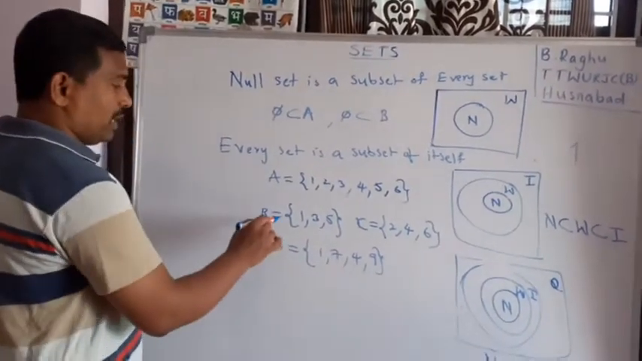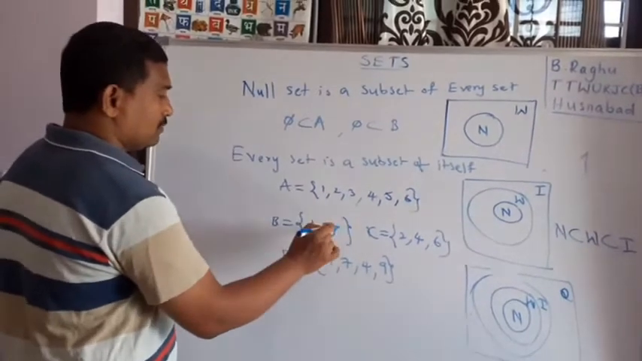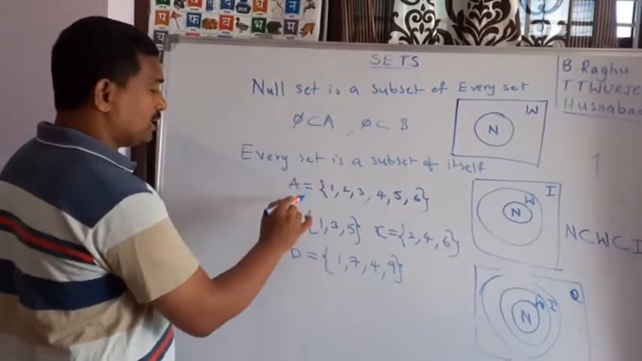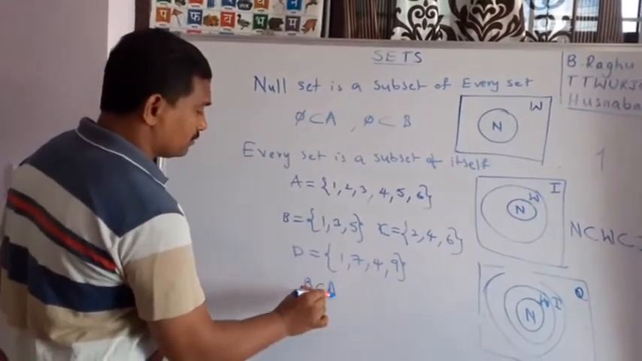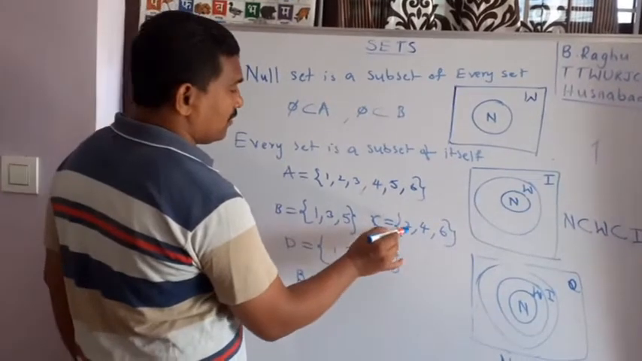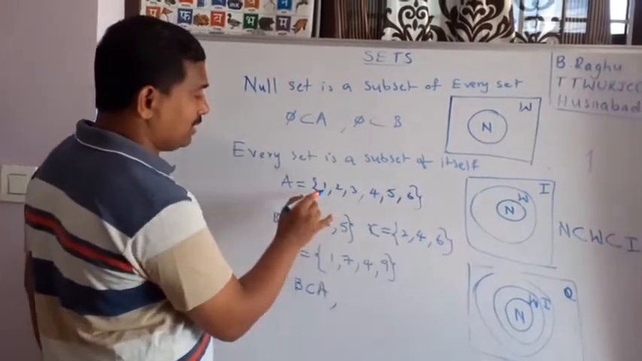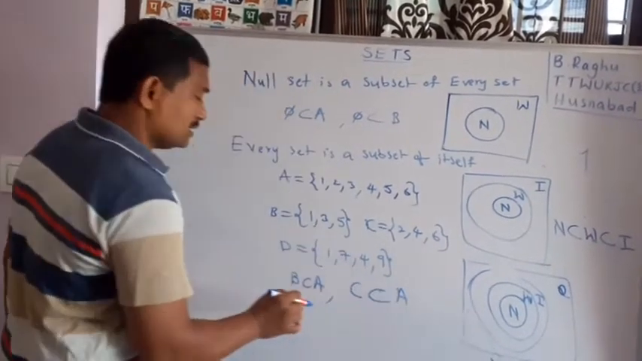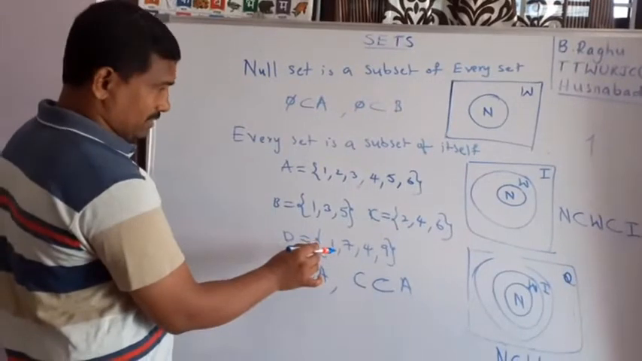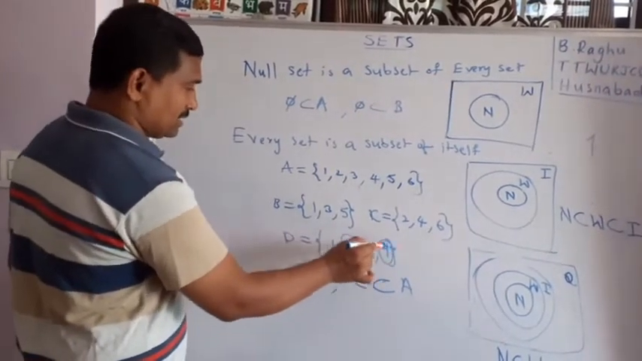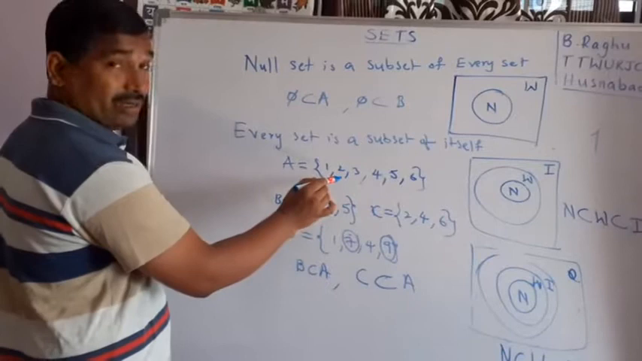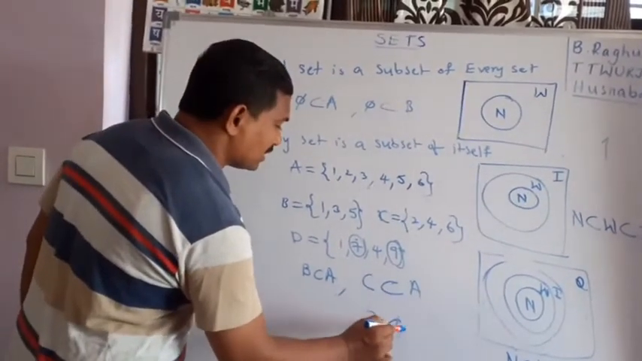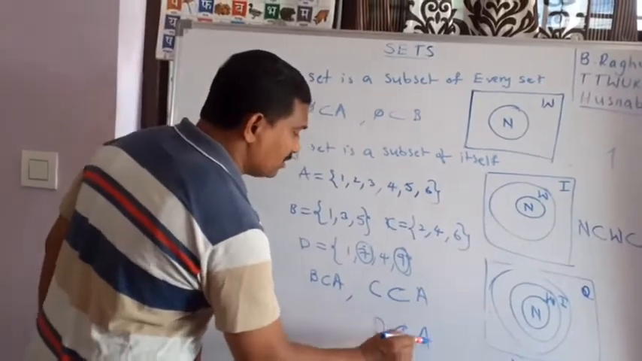See, every element in B is an element in the set A. So B is a subset of A. Check C: every element in C is there in A. So C is a subset of A. Check D, every element. See, 9 and 7 are not there in A. So D is not a subset. Not a subset is denoted by a cross symbol. D is not a subset of A.